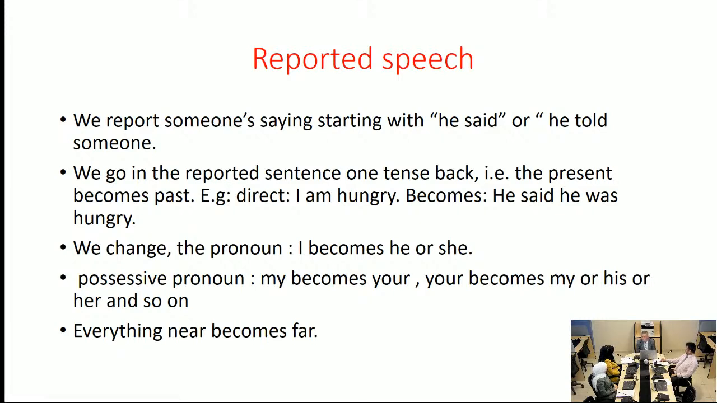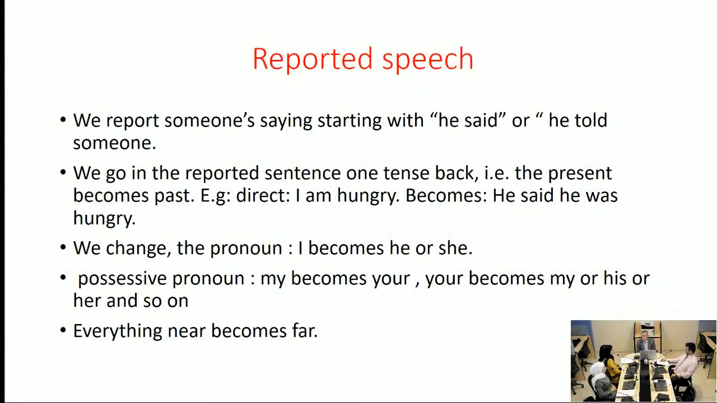Before we move on, what is the difference between he said and he told? Told needs an object, but said doesn't need an object. For example, the present becomes past. I'm hungry becomes he said he was hungry. We change the pronoun: I becomes she or he. Possessive pronouns, my becomes your.